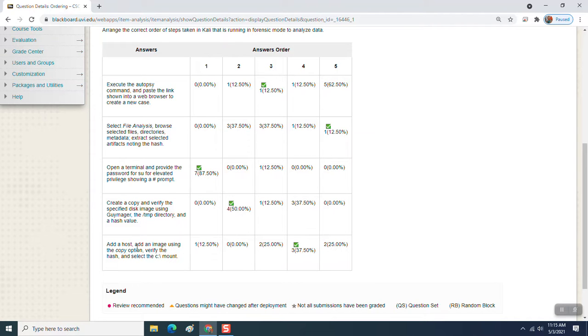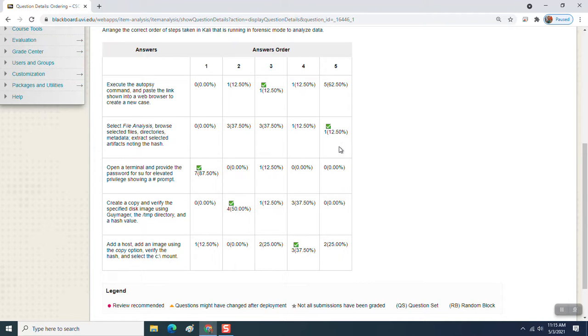You're going to add a host, add an image using the copy option, verify the hash, and select the C mount. That's what you do after you've created a new case. That's loading the image in there is what you're doing. Fourth step. The last step is select file analysis. Browse selected files, directories, metadata, extract selected artifacts, noting the hash.